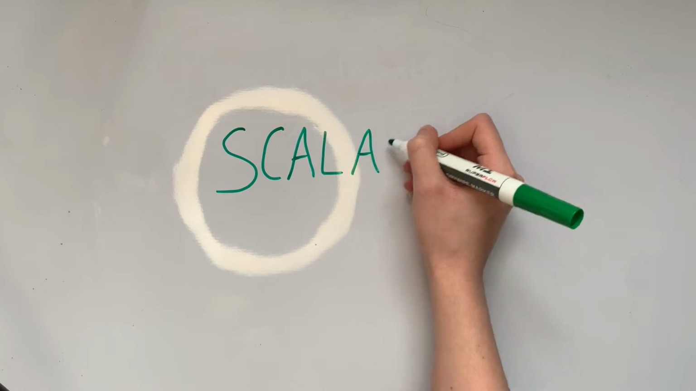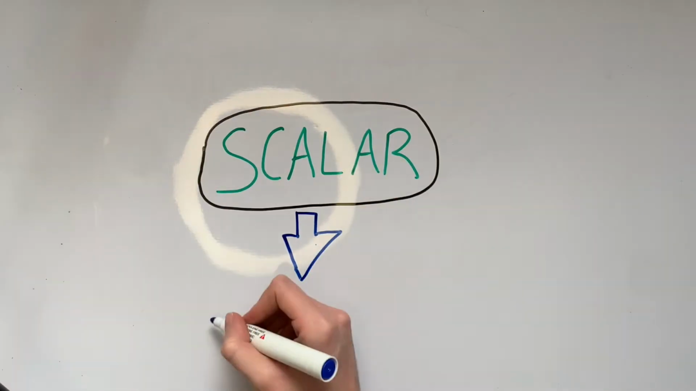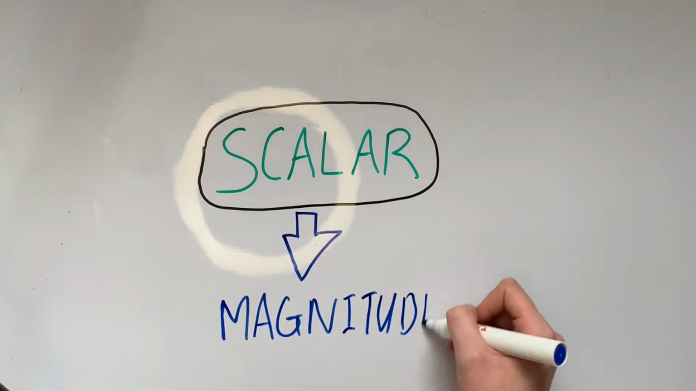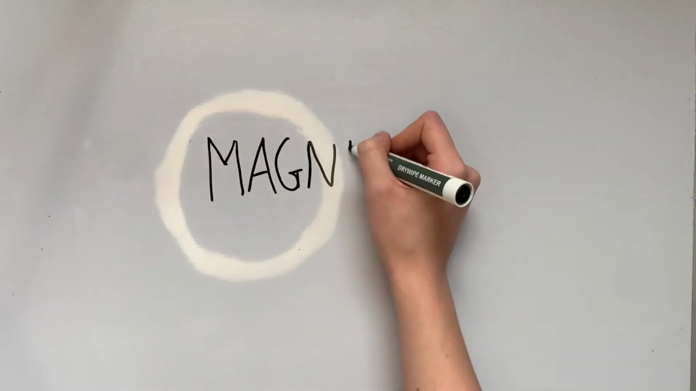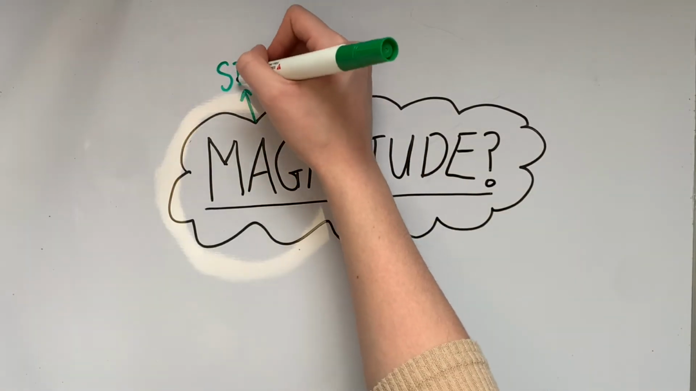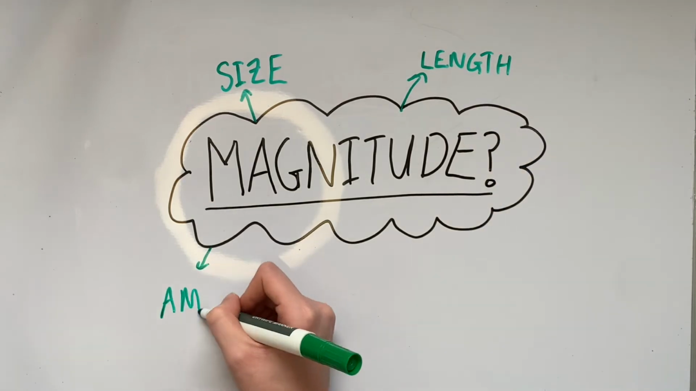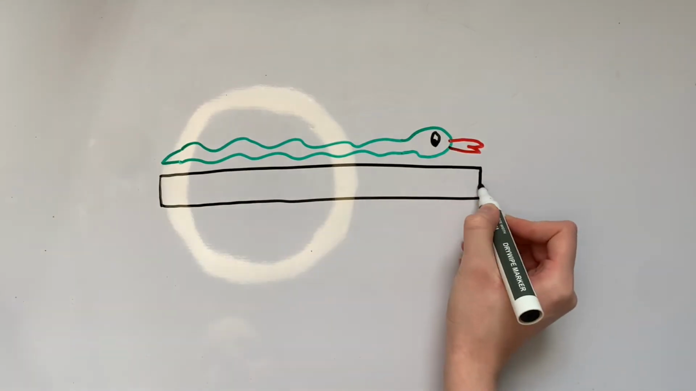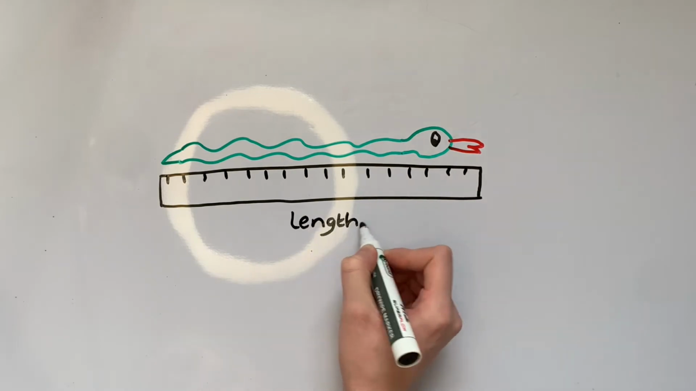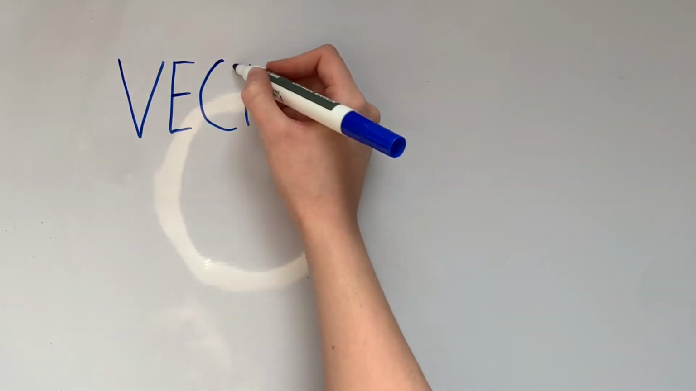Welcome back. A quantity that we only need to describe in terms of its magnitude is said to be a scalar. Keyword, magnitude. What does the word magnitude mean? Well, this just means the size or amount of something. It can mean the precise length of something. Great! Now we understand what a scalar quantity is.